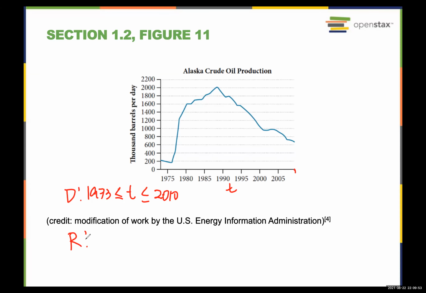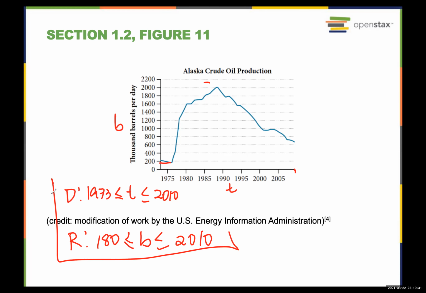Range. So let's say this is the lowest. Let's say that is 180. So this is 1,000 barrels. So let's use B, and highest is, this is like, that's a little above 2,000. So let's say that is 2010. So this is your domain and range.